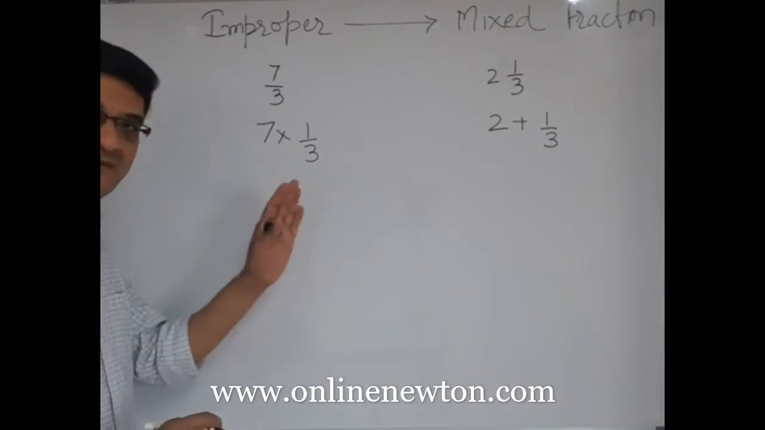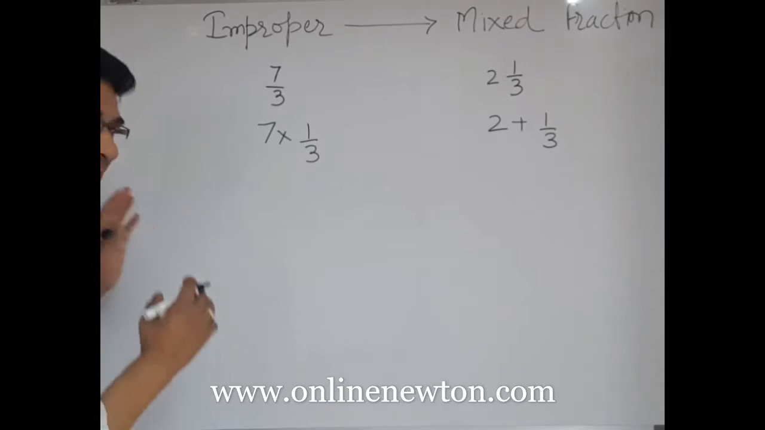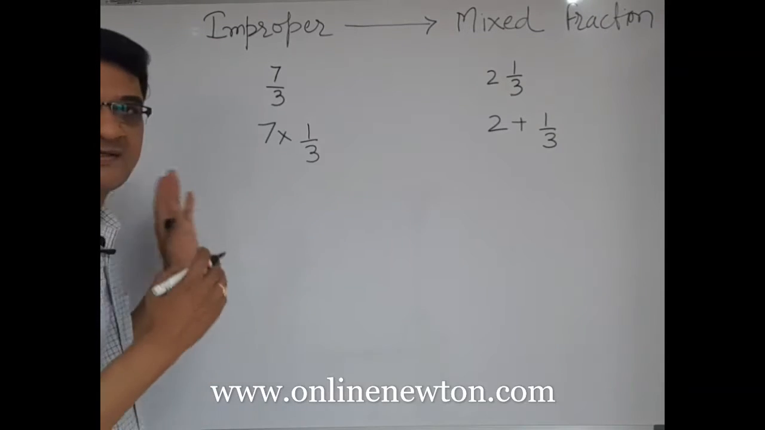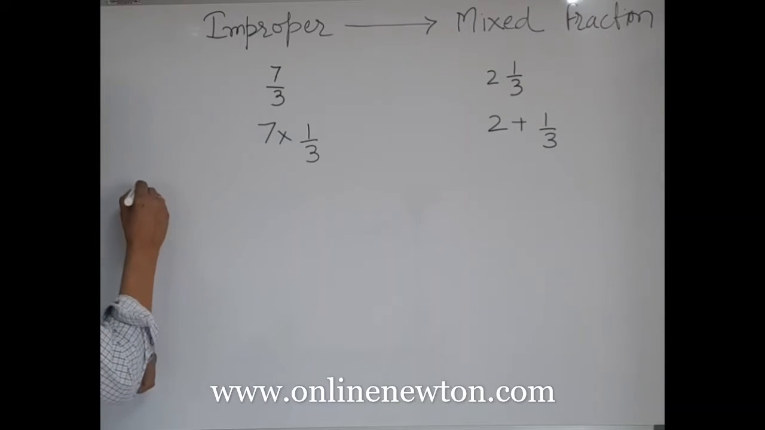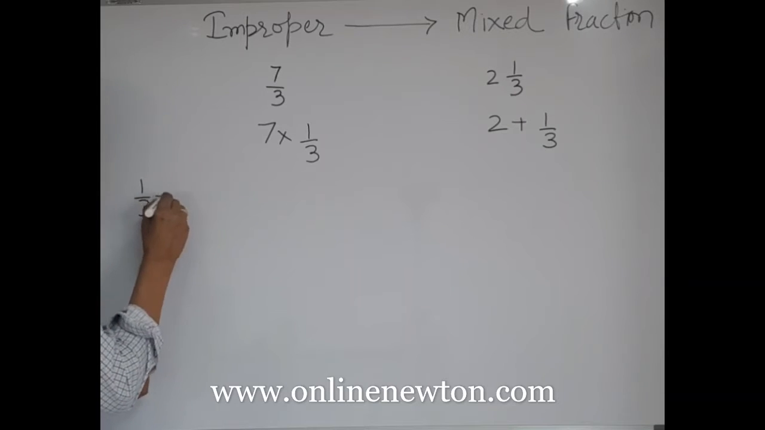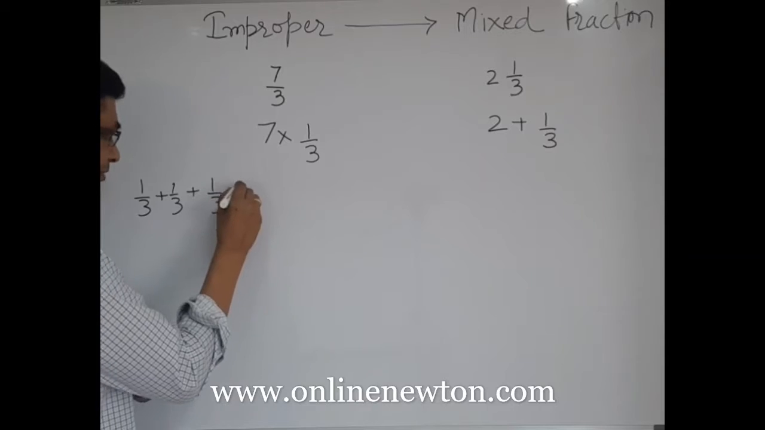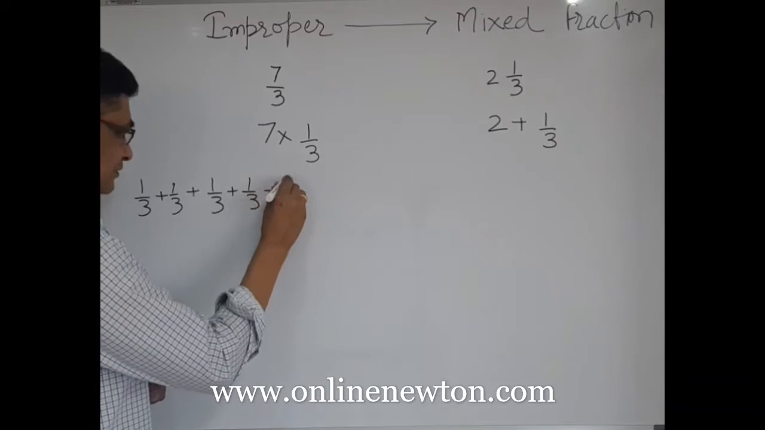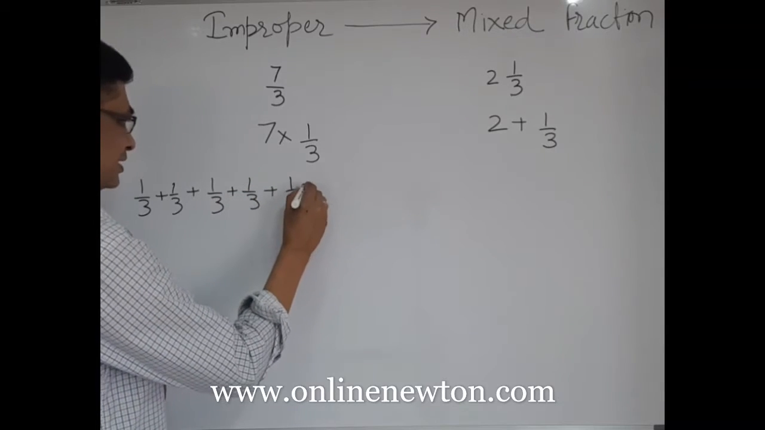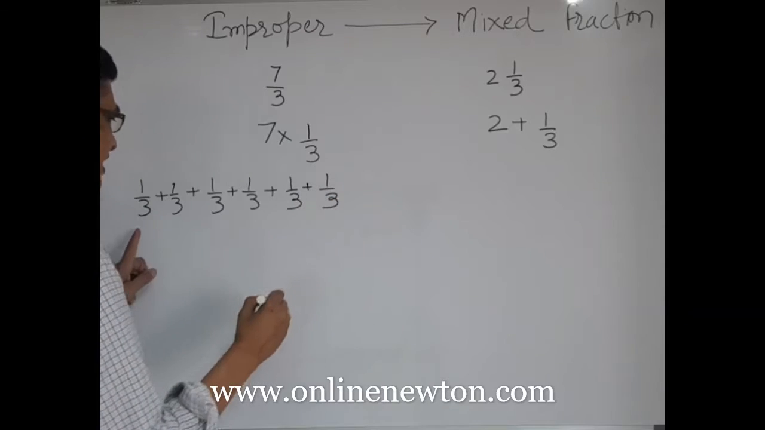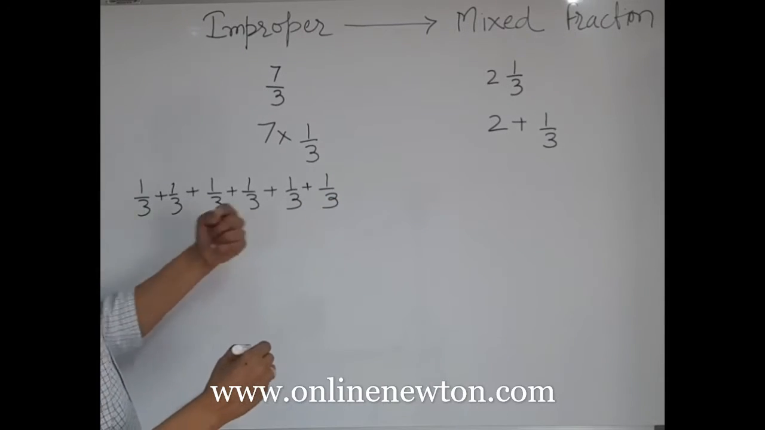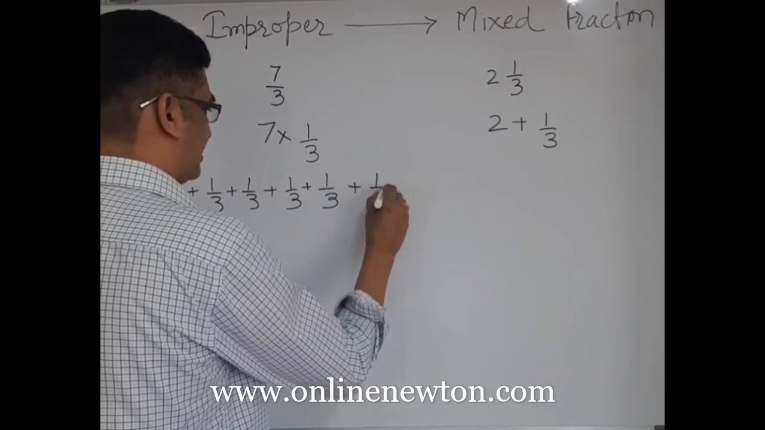So what is 7 multiplied by 1 by 3? We actually add 1 by 3 7 times. So 1 by 3 7 times is written as 1 by 3 plus 1 by 3 plus 1 by 3 plus 1 by 3 plus 1 by 3 plus 1 by 3. So we add this 7 times, 1 by 3.